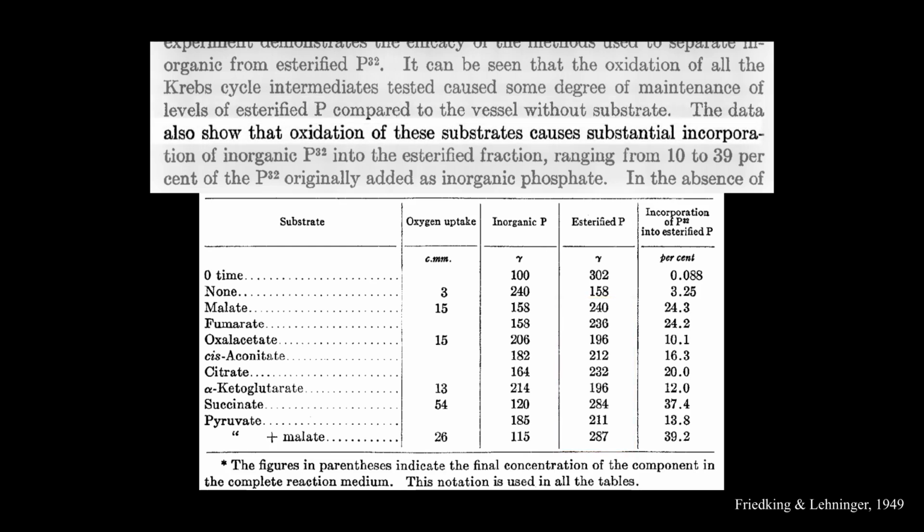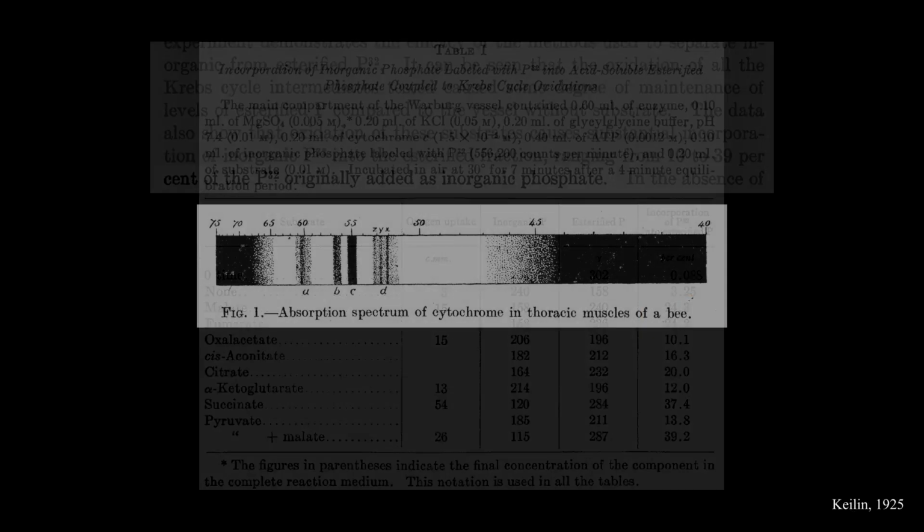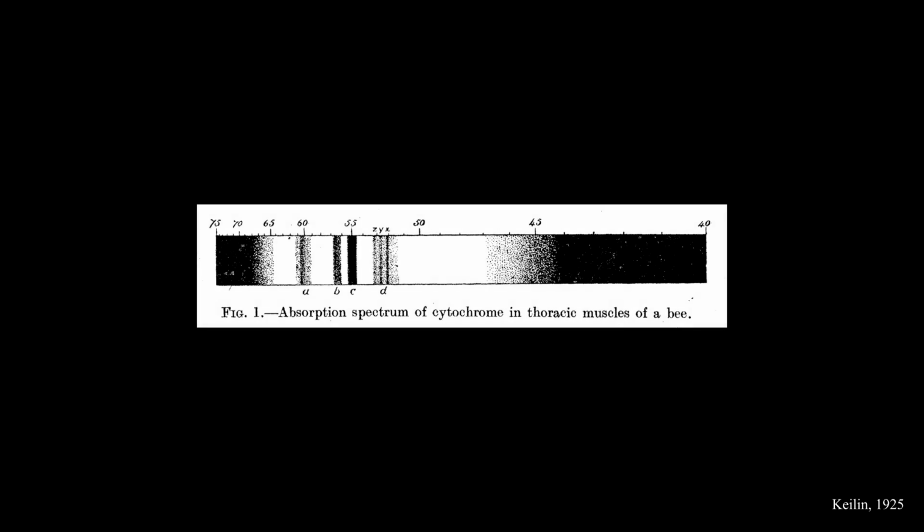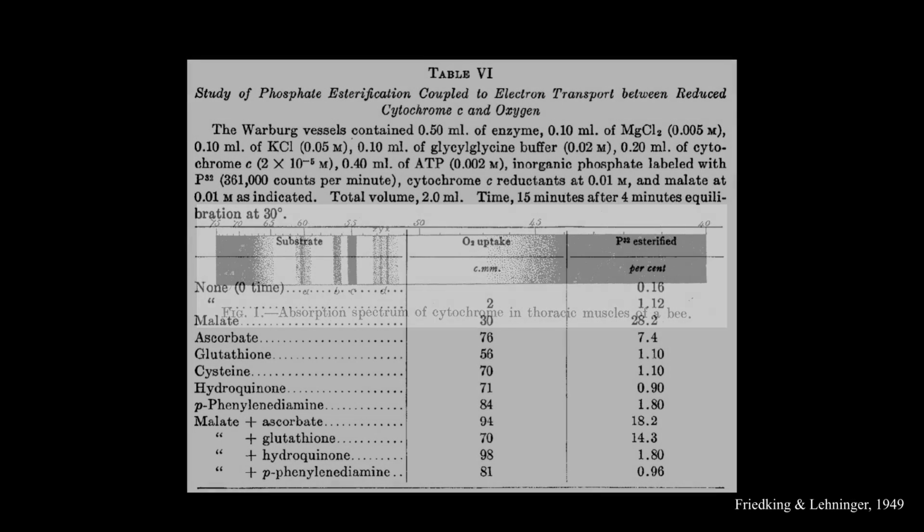The data also show that oxidation of these substrates causes substantial incorporation of inorganic P32 into the esterified fraction, ranging from 10 to 39% of the P32 originally added as inorganic phosphate. They also found that cytochrome C, which I talked about in the last video and is a protein shown to be involved in redox reactions, was required for this process.